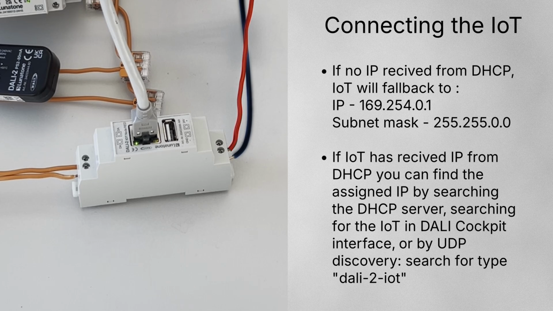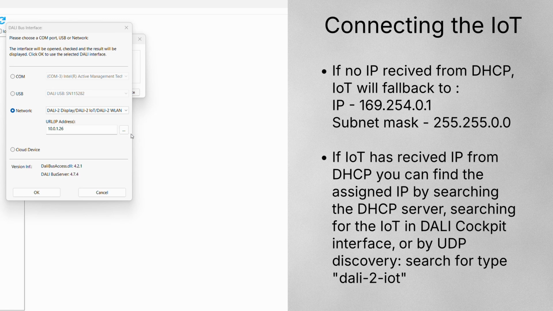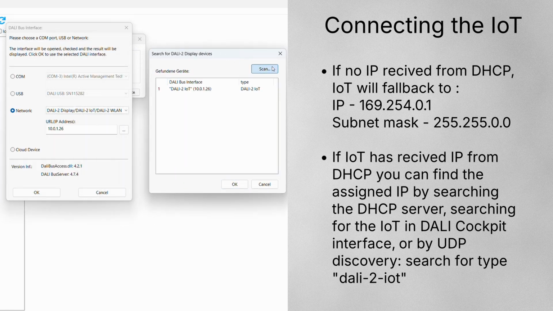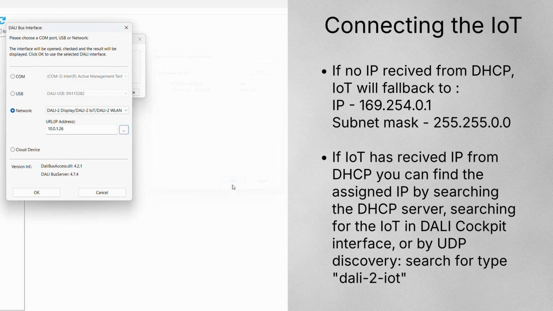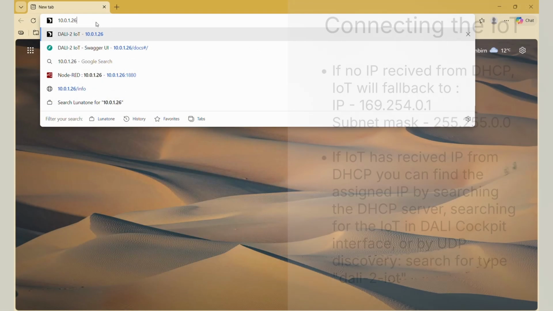If the IoT is plugged into a system that is DHCP capable, then the IoT will receive an IP address from the DHCP server. To find the IP of the IoT, you can look up the IP in the DHCP server, the DALI cockpit bus interface, or by a UDP discovery search on your network by searching for type DALI 2 IoT. Then you can directly connect to the IP using your web browser.